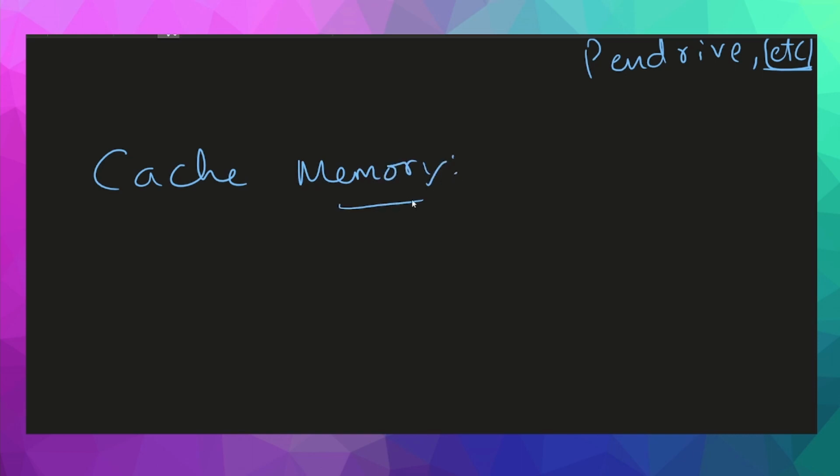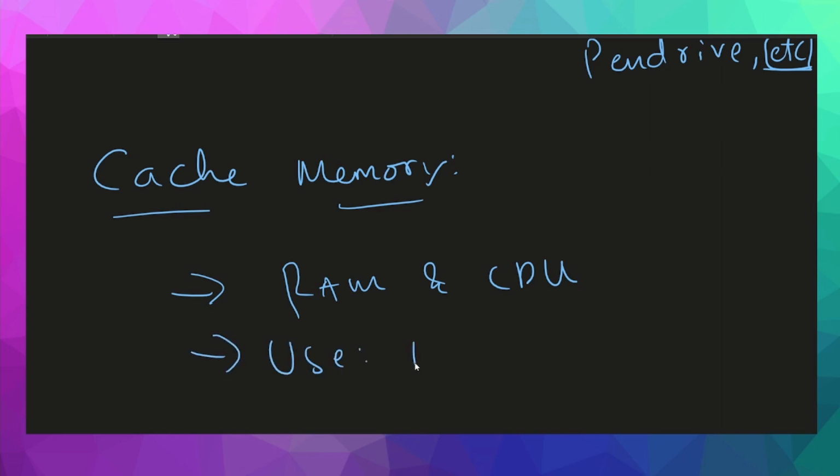Now there is another memory I didn't tell you about because I wanted to be like that secretive guy. The third one is the cache memory. The cache memory is very fast, but only a small amount will be present. It is placed between the RAM and CPU, and its use is that it helps to increase the speed of processing.